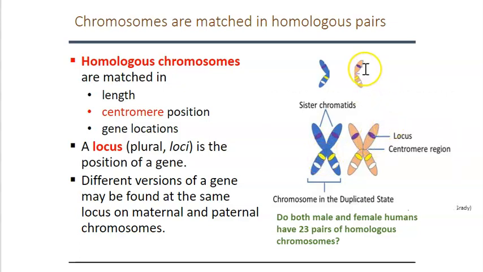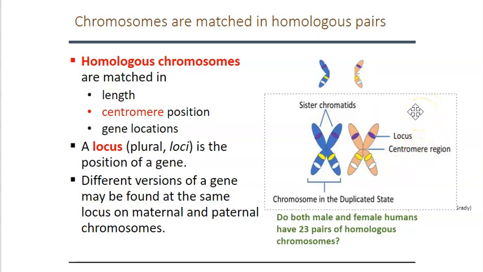So again, we have 1 chromosome. During synthesis, the DNA is replicated. And so now, instead of having our chromosome in the unduplicated state, our chromosome is found in the duplicated state. And as we can see, when the chromosome is in its duplicated state, it is made up of those 2 sister chromatids.